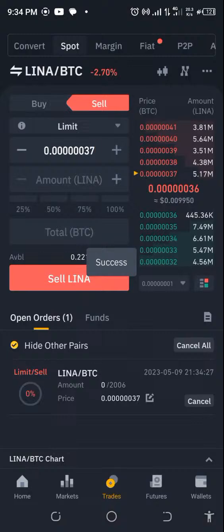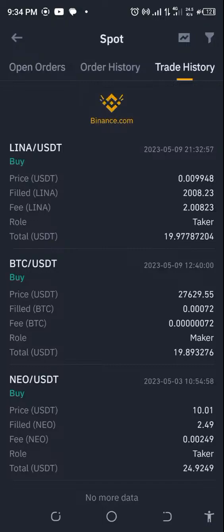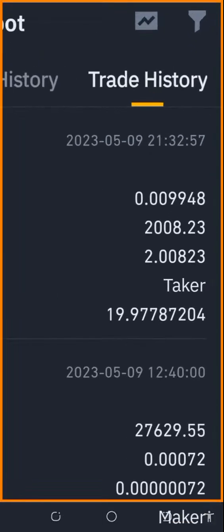Okay, so currently we're in the queue, but don't forget, we bought this. Okay, so let me go and check the trade history. We bought this for how much? We bought this for 0.009948. Okay. So, and we spent 19.97.